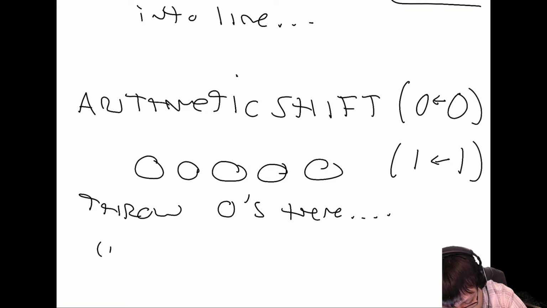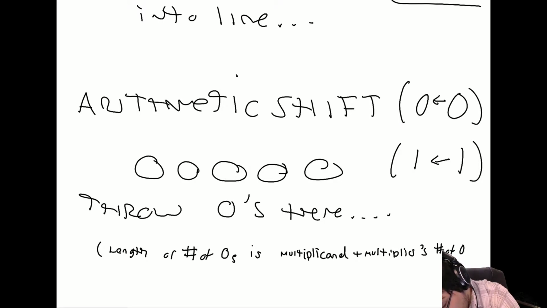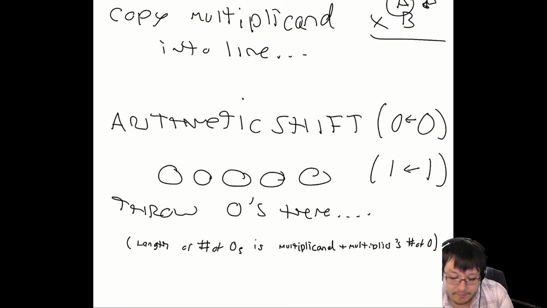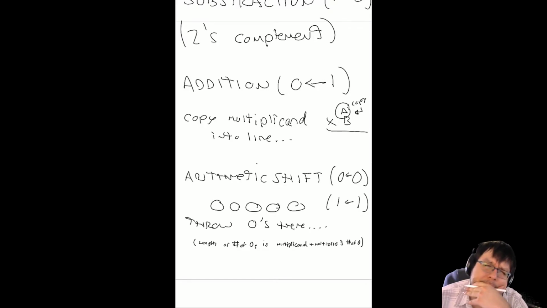Basically, the number of zeros is the multiplicand plus the multiplier's number of digits, essentially. Okay. Yeah, basically. Would there ever be a scenario where you would need more than that? Let me think for a second.